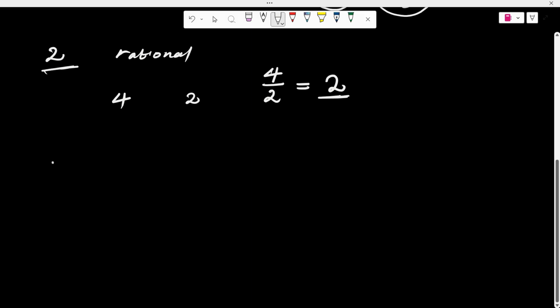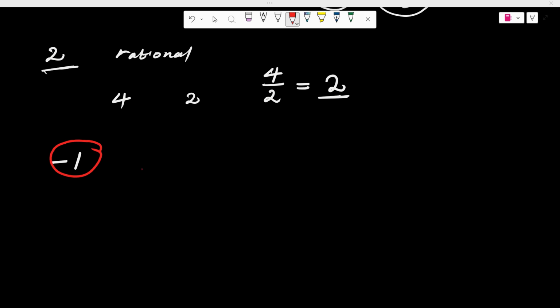So what about -1? Is it a rational number or an irrational number? We know that for a number to be a rational number, we have to express this number as a fraction using two integers. So one of the ways to express -1 as a fraction is -1 divided by 1. And since we're able to express it as a fraction, it makes it a rational number.